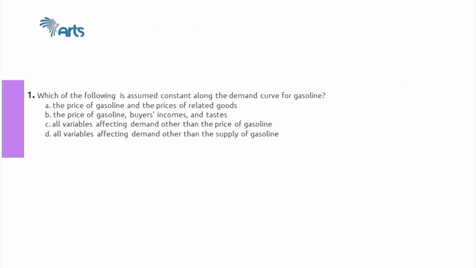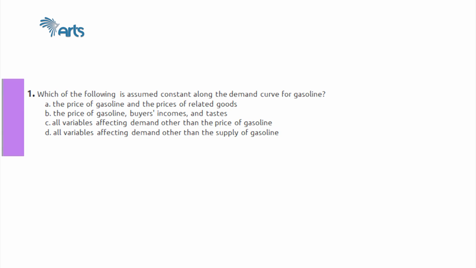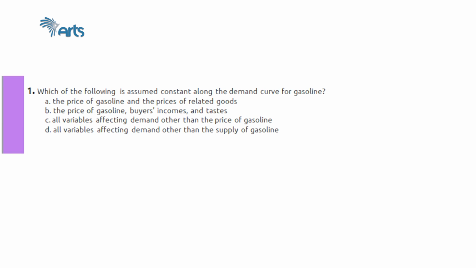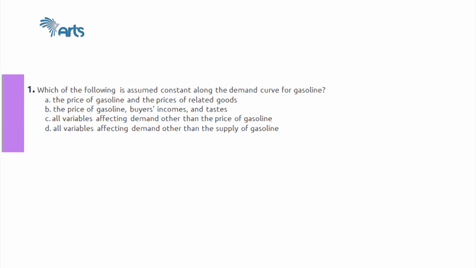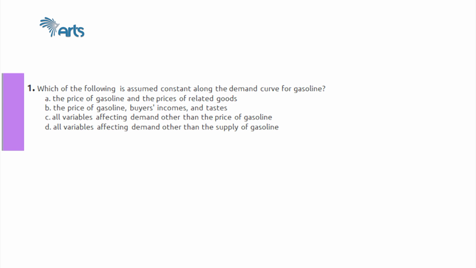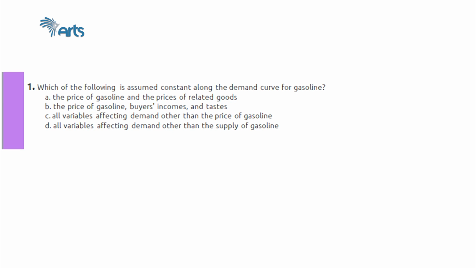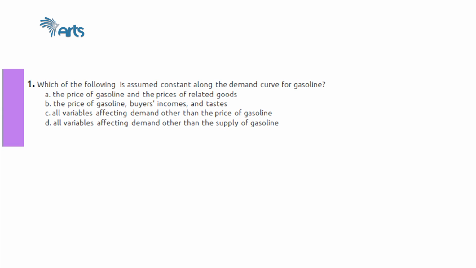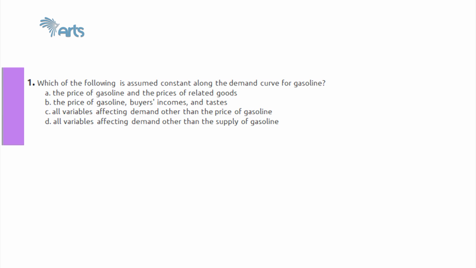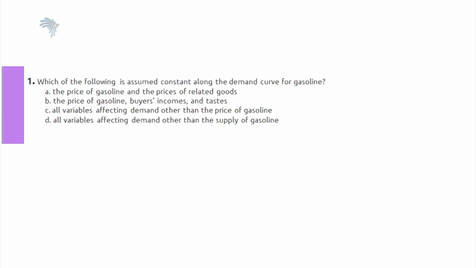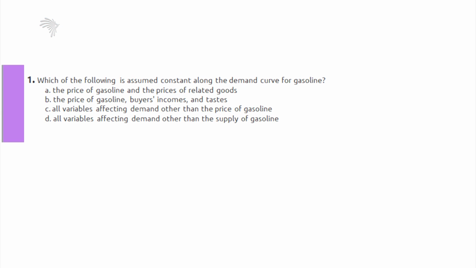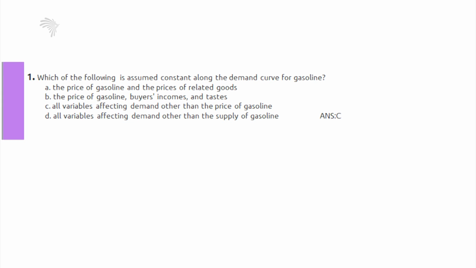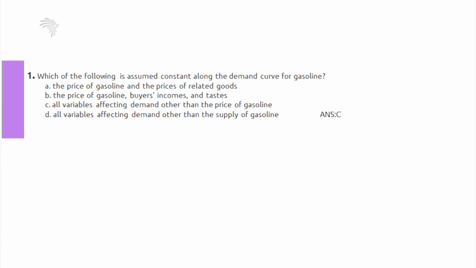Question 1. Which of the following is assumed constant along the demand curve for gasoline? A, the price of gasoline and the price of related goods. B, the price of gasoline, buyers' incomes and tastes. C, all variables affecting demand other than the price of gasoline. D, all variables affecting demand other than supply of gasoline. The answer is C, because when we define the law of demand, everything else is kept constant except the price of that good.